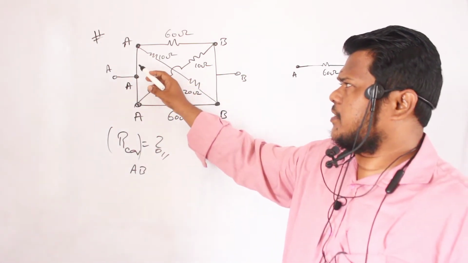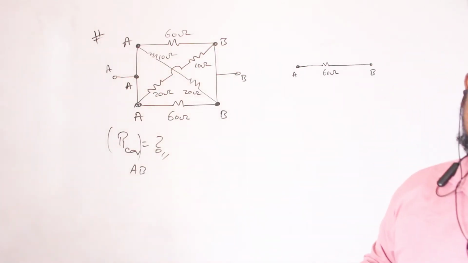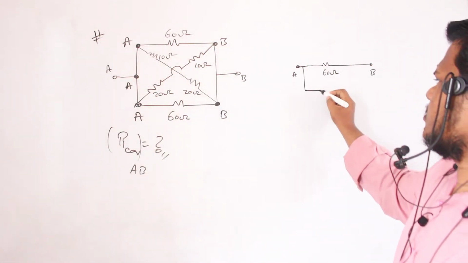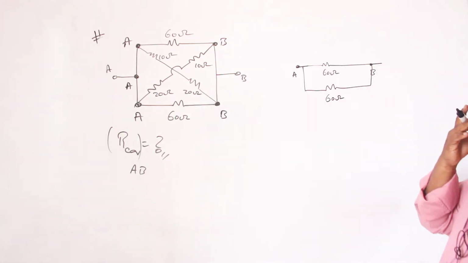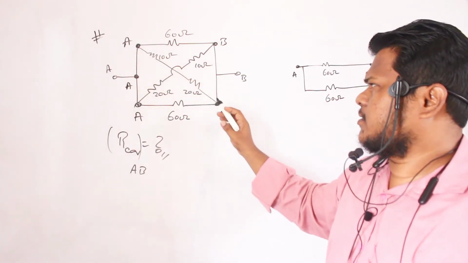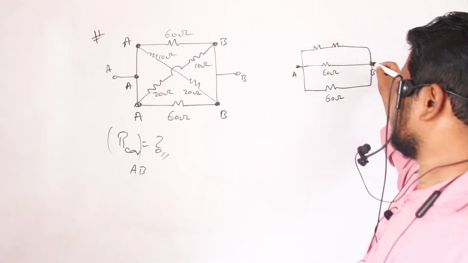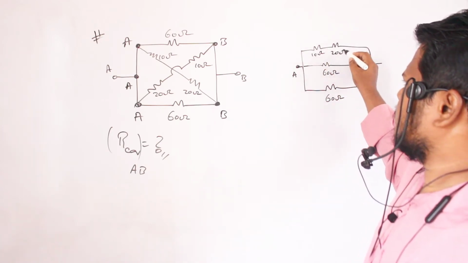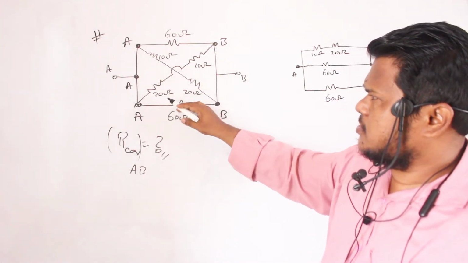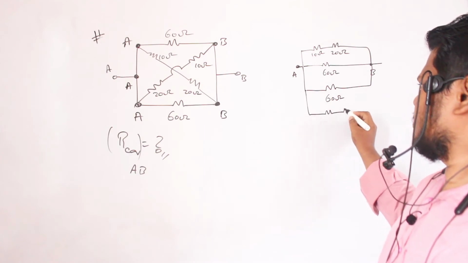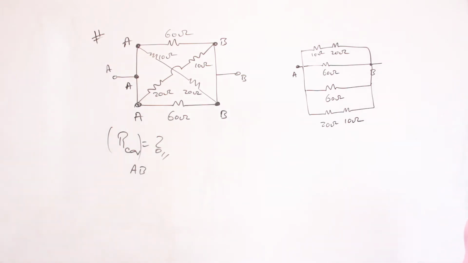Now if I see the top branch, from A to B, again there is one more resistor which is again equal to 60 ohms. Now if I see from here A to B, there are two resistors, 10 ohms and 20 ohms. So this is a combination of two resistors, 10 ohms and 20 ohms, from A to B. Similarly, from here A to B, again there are two resistors, 20 ohms and 10 ohms. So again I can redraw this circuit. This is 20 ohms and this is 10 ohms. So this is my total equivalent circuit.